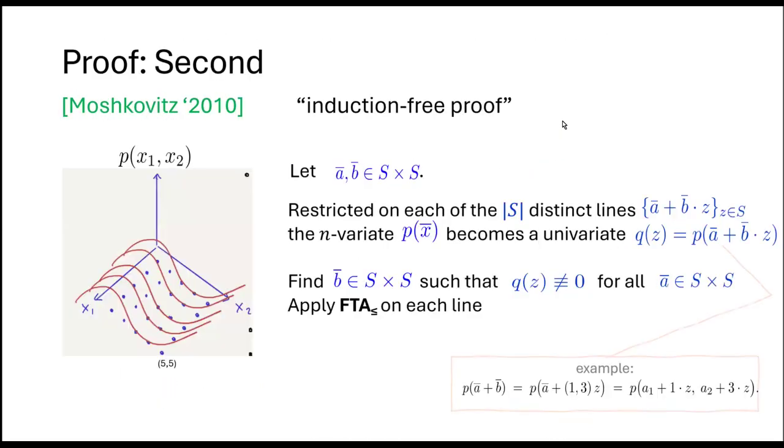Now the second proof that I want to discuss is Moshkovitz 2010. So this is, in some sense, an induction-free proof. What happens here is we have this polynomial P of x1, x2, the running example for us, and we have these coordinates x1 and x2, and this is the support here, the 25 points that I discussed before. We want to bound again the number of zeros.